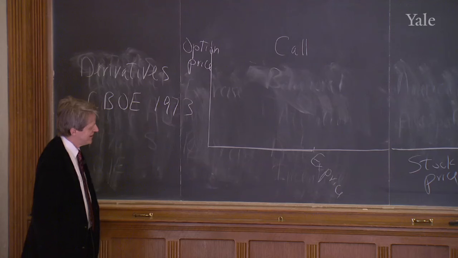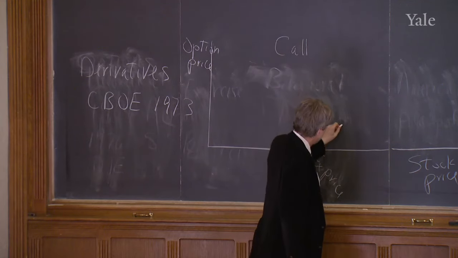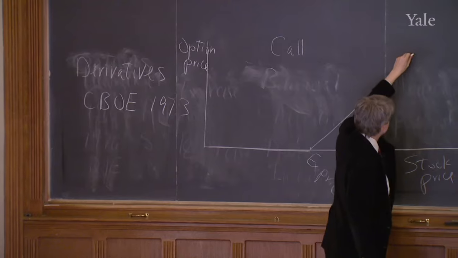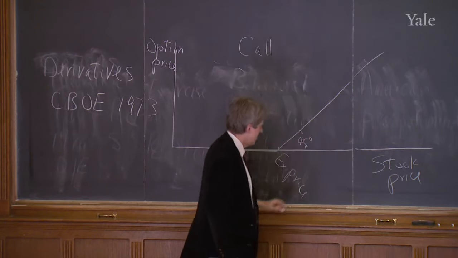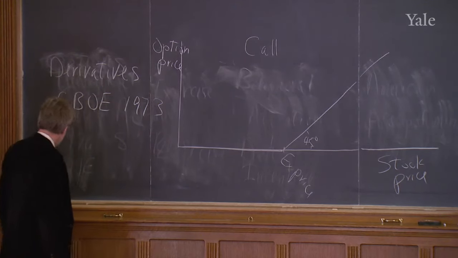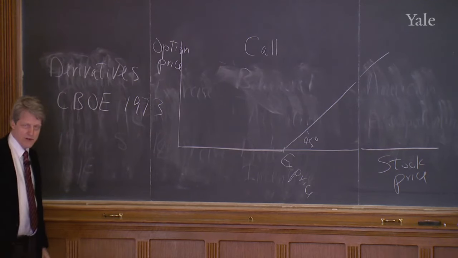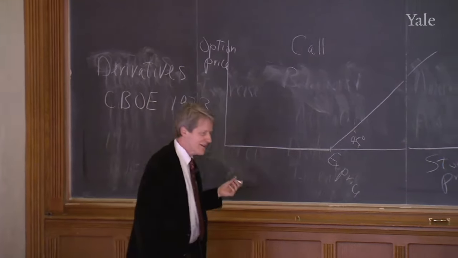But if it's above the exercise price, this is a 45-degree angle. That's in line with the slope of 1. The option price rises with the stock price. In fact, it just equals the stock price minus the exercise price, right?